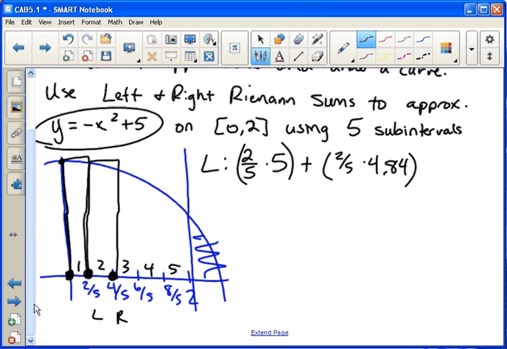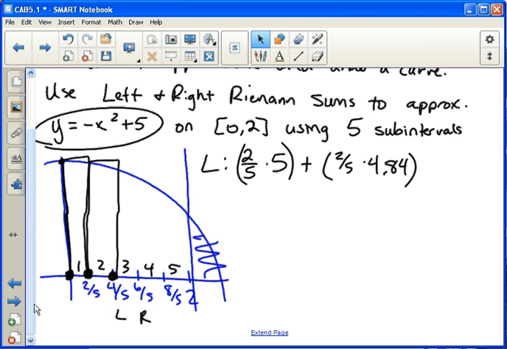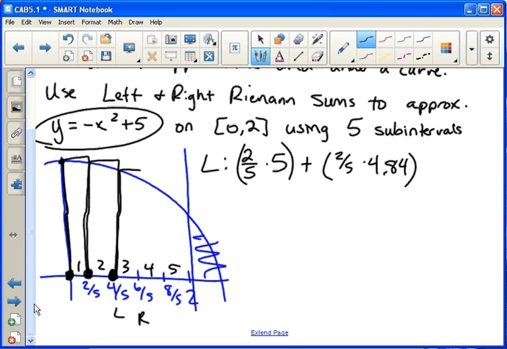So now I move on to the third subinterval, where I've now shifted to where my left endpoint is 4/5 and my right endpoint is 6/5. So I use my left endpoint, because I'm using the left Riemann sum, draw that up, draw a rectangle at that height, and come down. So my base is again 2/5, and if I plug 4/5 into my equation, I get 4.36 as the height.